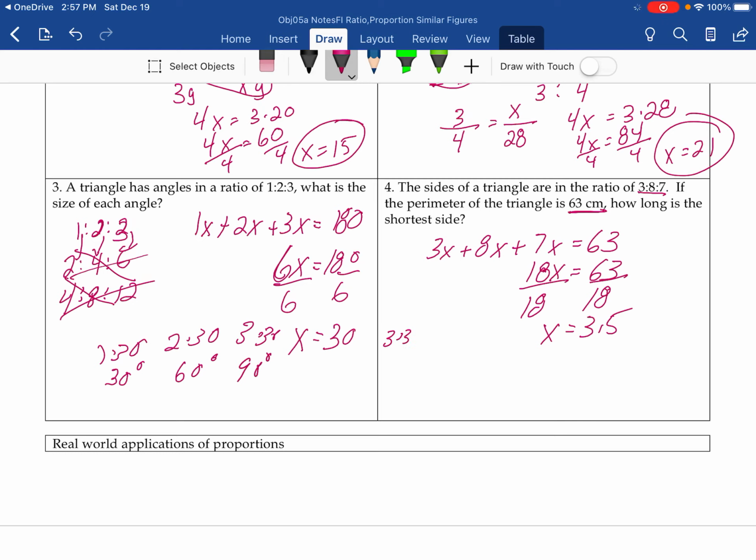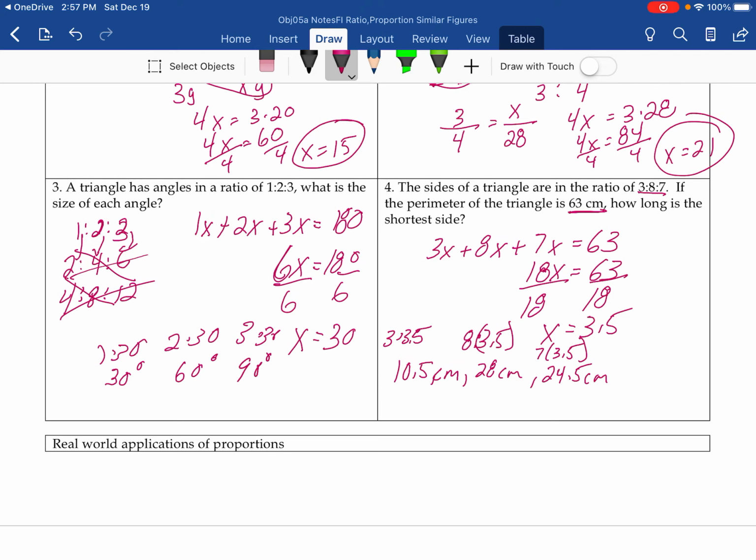So my sides: one side is going to be 3 times 3.5, which is 10.5 centimeters. Can't forget my units. The other side is going to be 8 times 3.5, which is 28 centimeters. And my last side is 7 times 3.5, which is 24.5. And if you add 24.5 plus 28 plus 10.5, you do end up getting 63 centimeters.